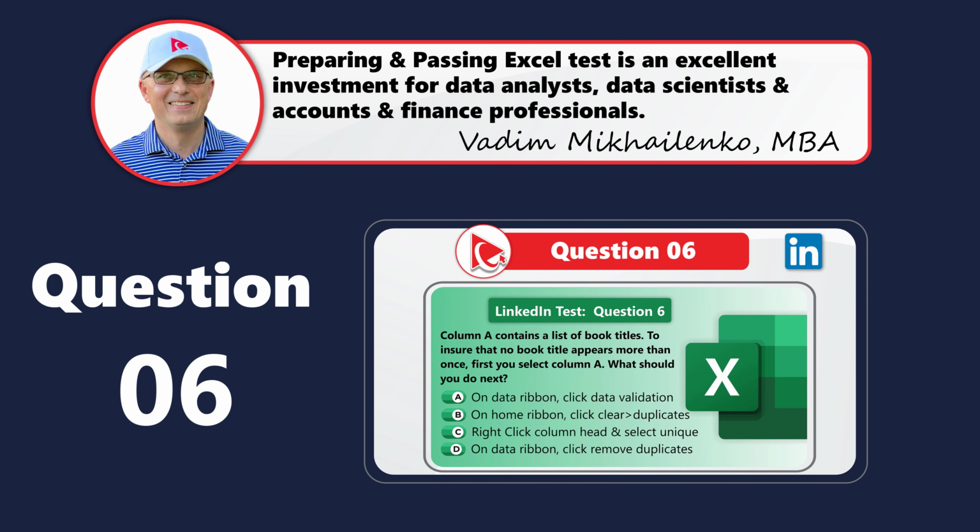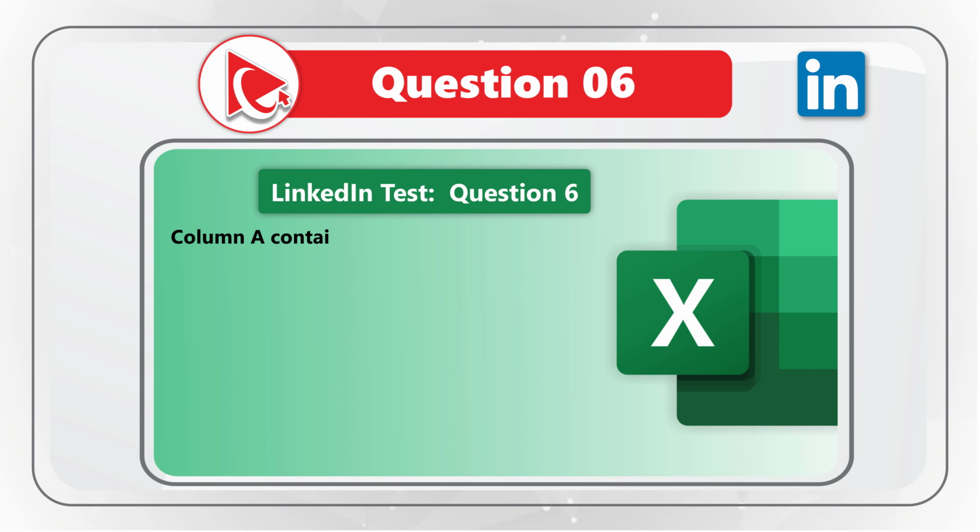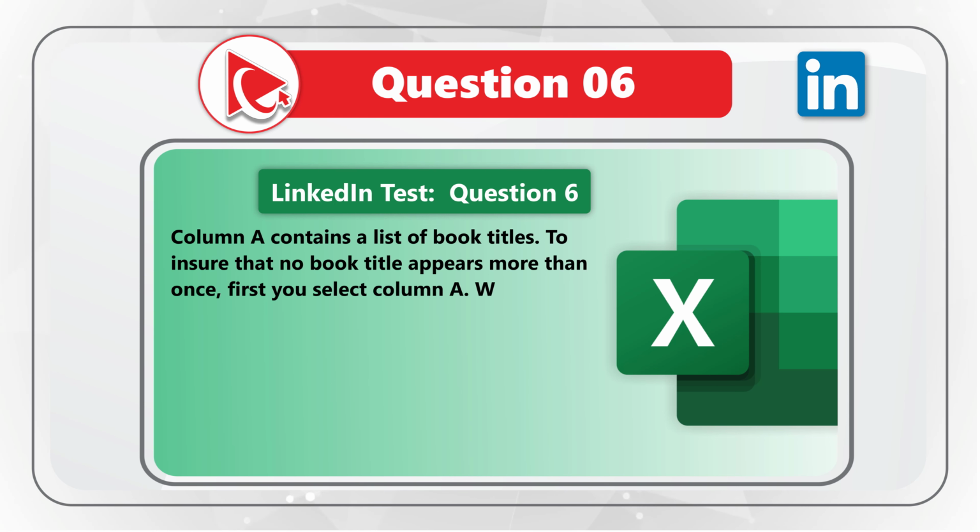And now let's look at question 6. Column A contains a list of book titles. To ensure that no book title appears more than once, first you select the column A. What should you do next? And you have 4 different choices for your next action.